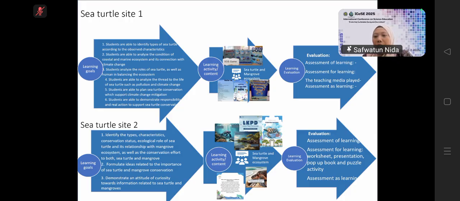And after that, students play the puzzle by arranging the puzzle, then answer the questions related to sea turtle and mangrove on the completed puzzle. And the questions are such as the effect of temperature rise on the sex determination of sea turtle, and the ecological role of sea turtle and mangrove, and the role of human being to balance the ecosystem, and so on. And the answer of the question can be accessed by scanning the barcode on the puzzle.